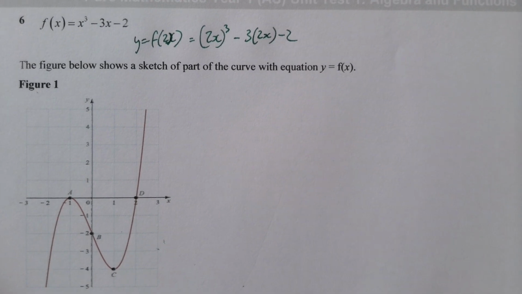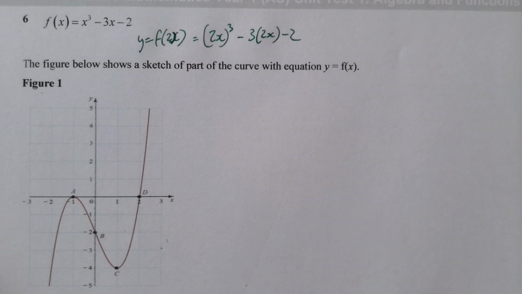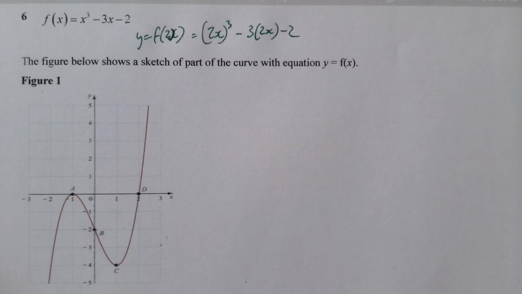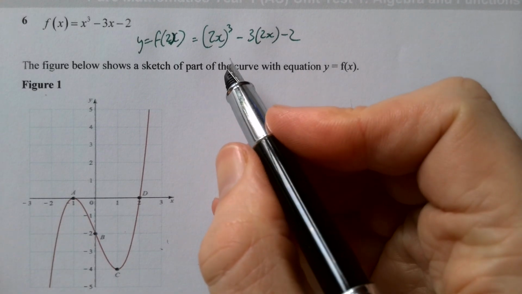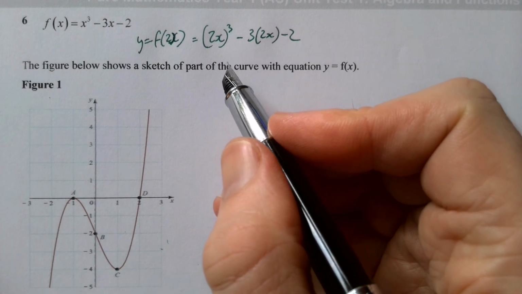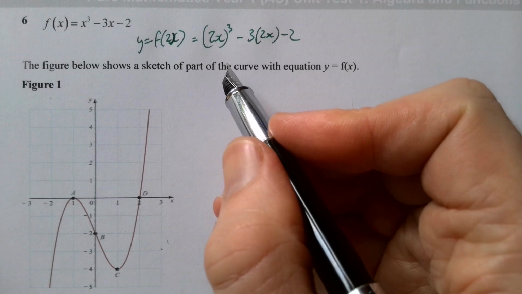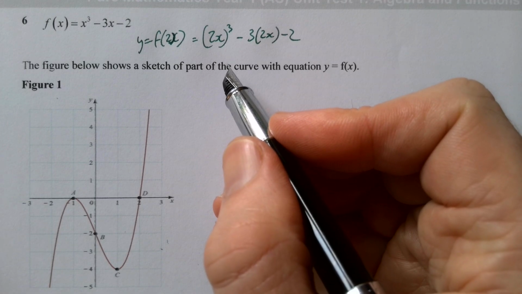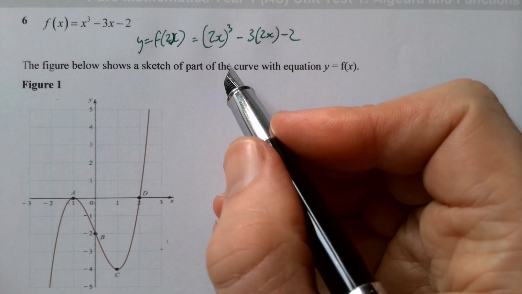However, if you don't, then it's not actually that difficult. You just need to think about what's going on. And because it's inside the function, that means it's going to affect the x coordinate, and it's going to affect it by the opposite way than you'd expect. So rather than doubling, it's going to halve. So it's a stretch of multiplied by 1/2.